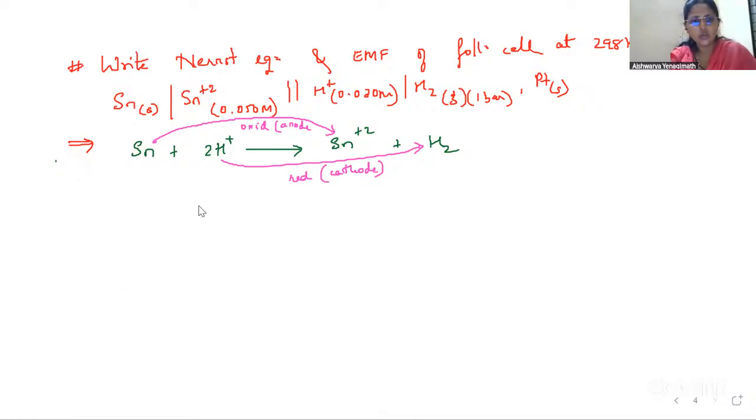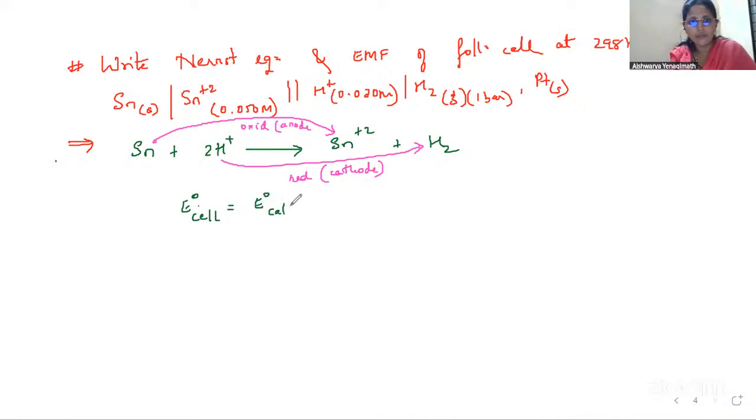Okay, fine. So what is the formula for standard cell potential? Because at 298 Kelvin, 1 bar pressure is there. So when does the Nernst equation come, teacher? Should the concentration be 1 molar? No, the Nernst equation comes at any concentration. Yes or no? At any concentration we get the Nernst equation.